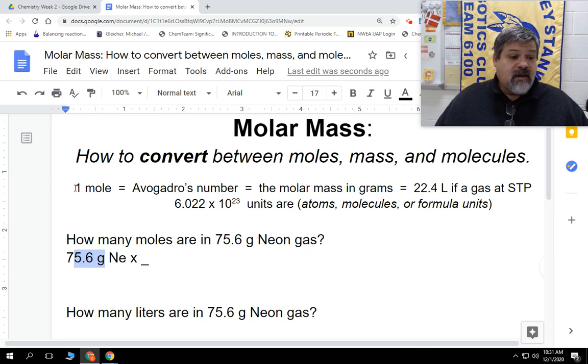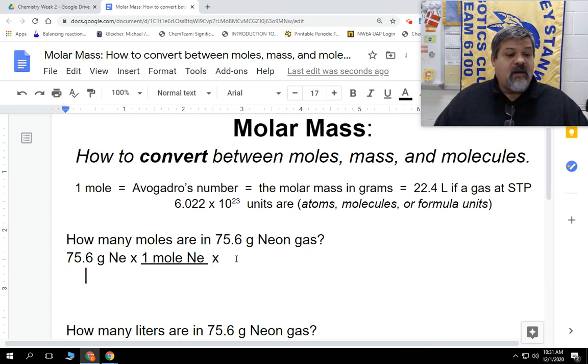And that mole, again, is going to be 1 mole. So I'm just going to get rid of this, and we're going to put in 1 mole of neon. Okay, now after we do that, we're going to go down, and I'm going to tab over, and I'm going to put down in here grams of neon. So how many grams is 1 mole of neon?